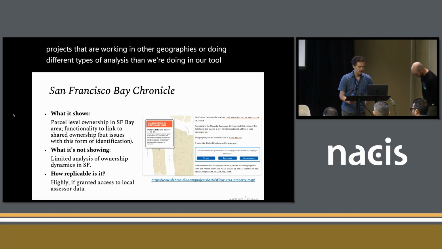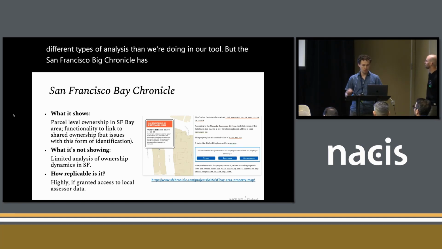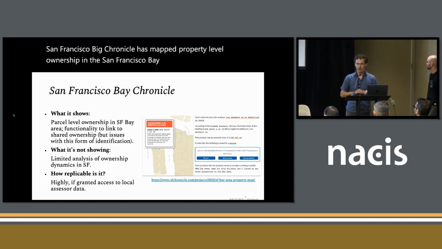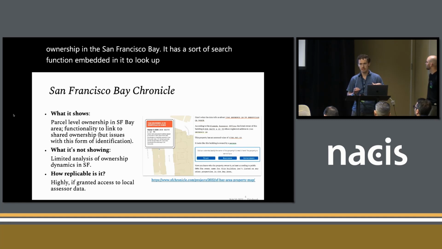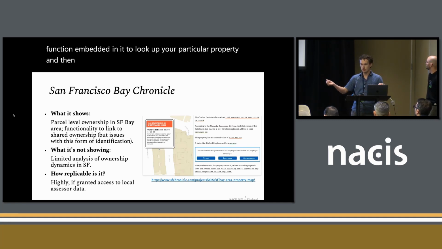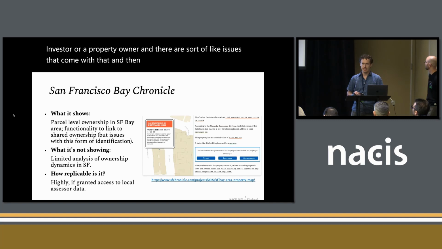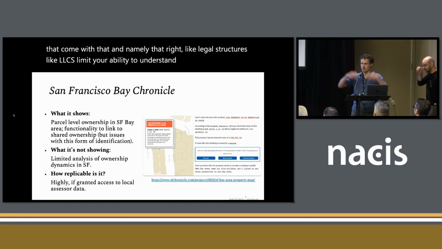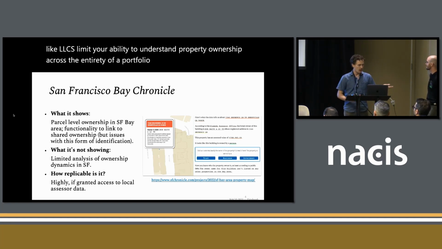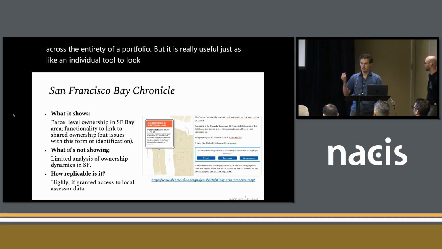But the San Francisco Bay Chronicle has mapped property level ownership in the San Francisco Bay. It has a search function embedded in it to look up your particular property and then also identify others owned by the same investor or property owner. And there are issues that come with that, namely that legal structures like LLCs limit your ability to understand property ownership across the entirety of a portfolio. But it is really useful just as an individual tool to look up your specific property.